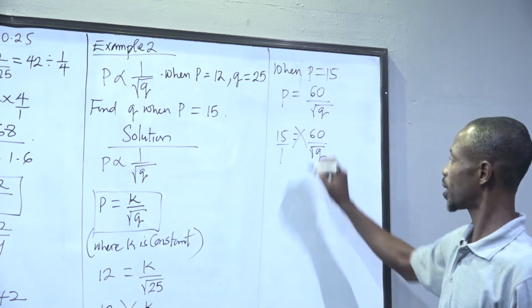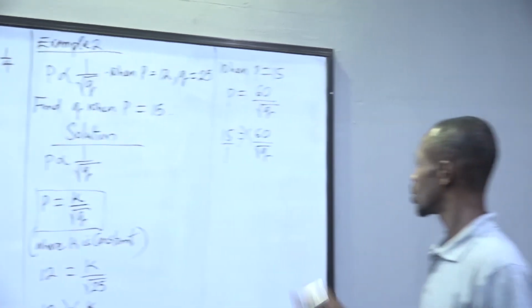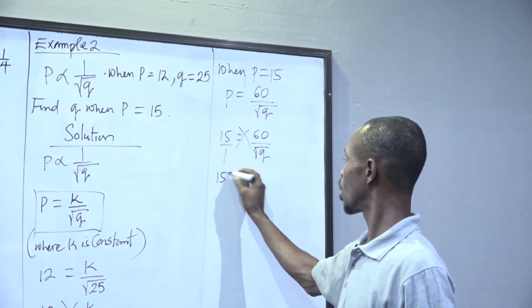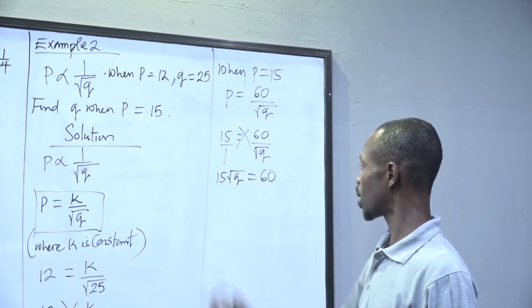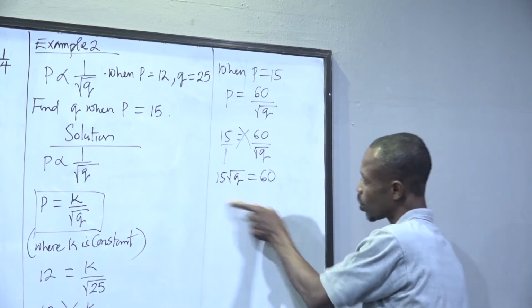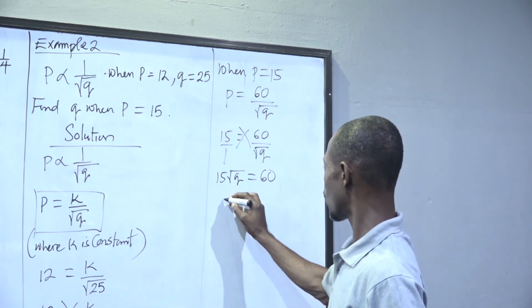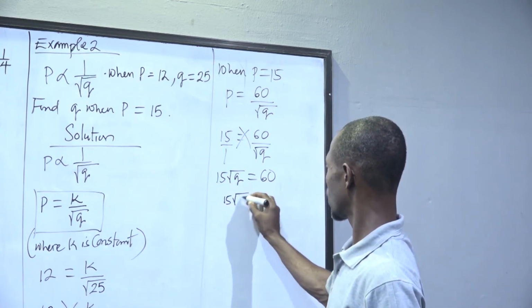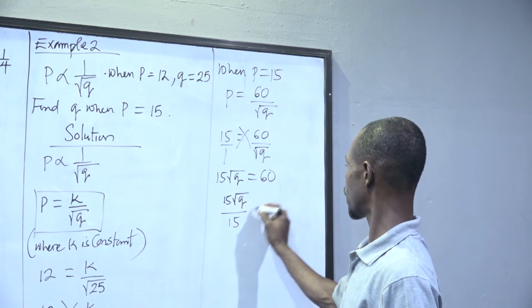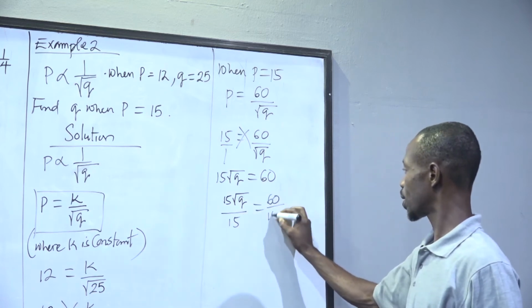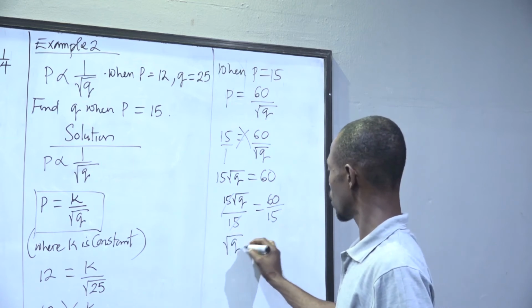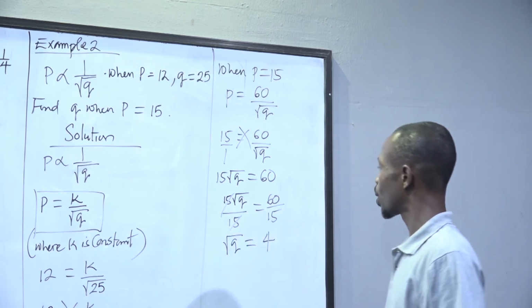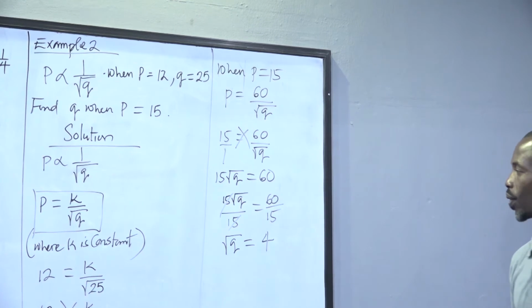We cross multiply the equation precisely. So 15 times root Q will give us 15 root Q equals 60 plus 60 times 1. So what we do here is divide both sides by what? 15. We want to have 15 root Q divided by 15 equals 60 divided by 15. And we take out 15 to give us root Q equals what? 4. That's 60 divided by 15, which is 4.